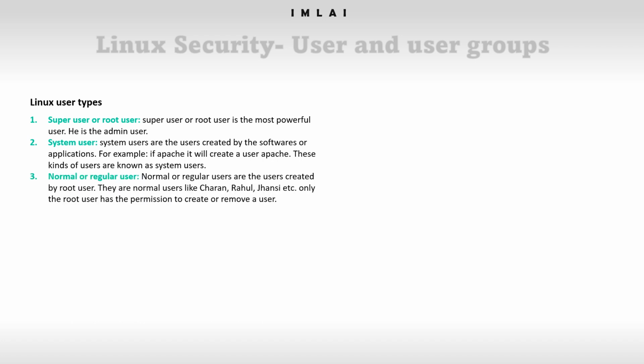Then after that we'll have a normal or regular user. Normal or regular users are the users created by the root user. Only the root user has the privileges to create a new user. So they are normal users, for example Charan, Rahul, Jansi, etc. Only the root user has the permission and privileges to create or remove a normal or regular user.